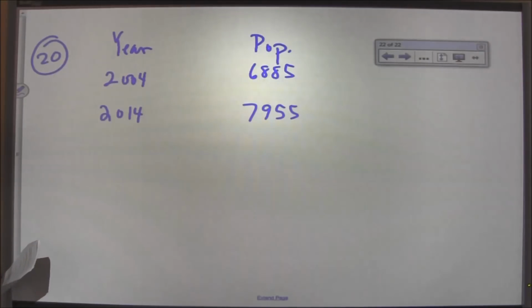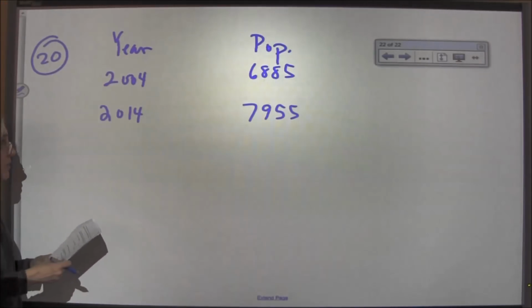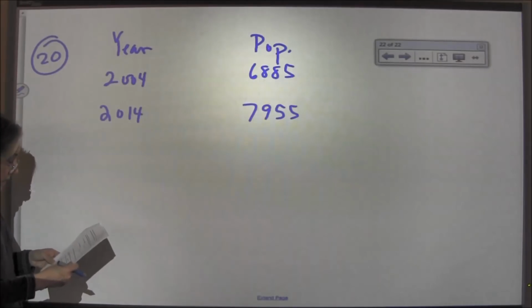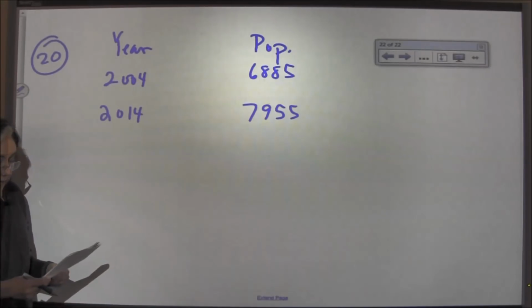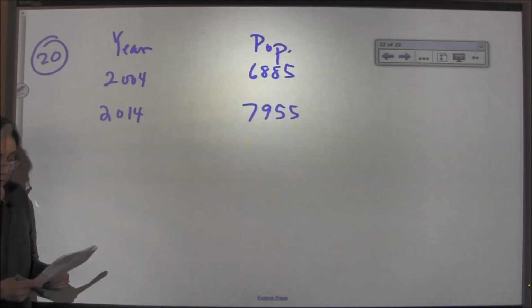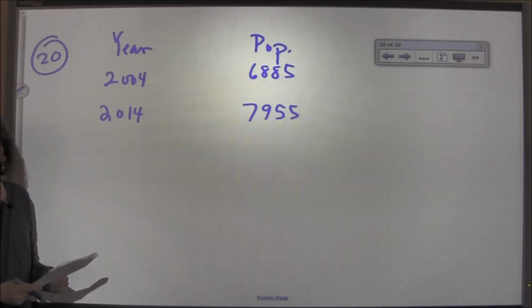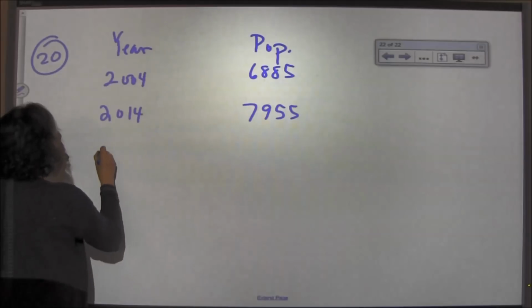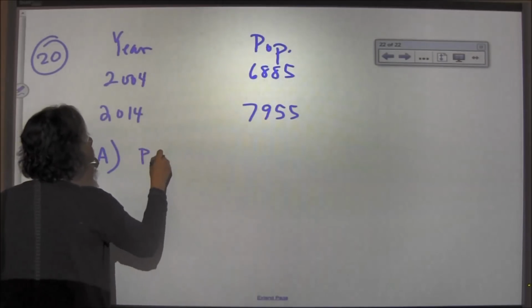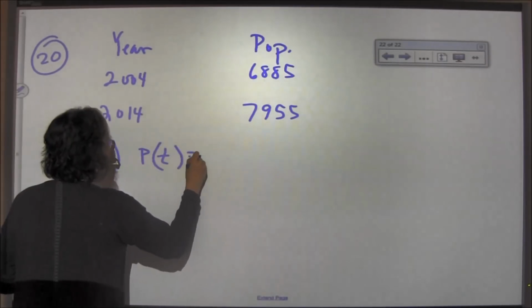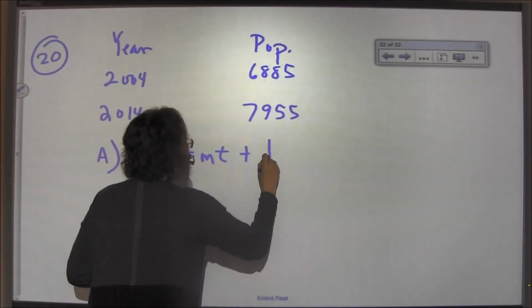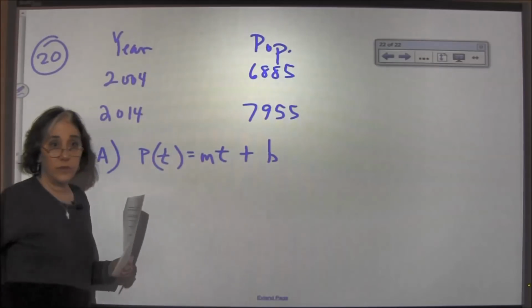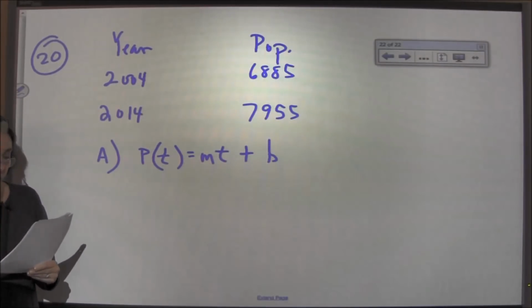Sometimes you have a decline in population, so you get a negative slope. Okay, so it says, find a linear equation P as a function of t, the number of years since 2004. So what we're looking for is this linear model: P of t equals slope times t plus the intercept value. That's what we're looking for.